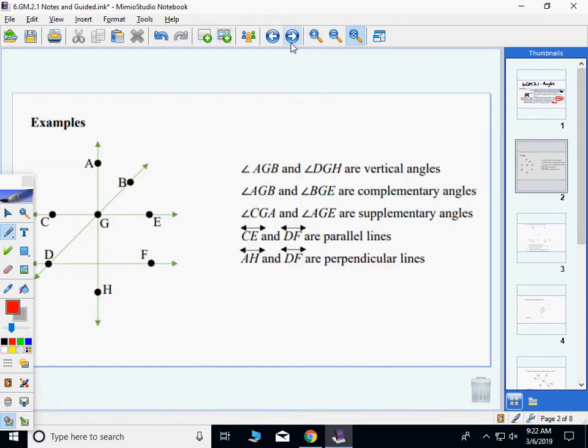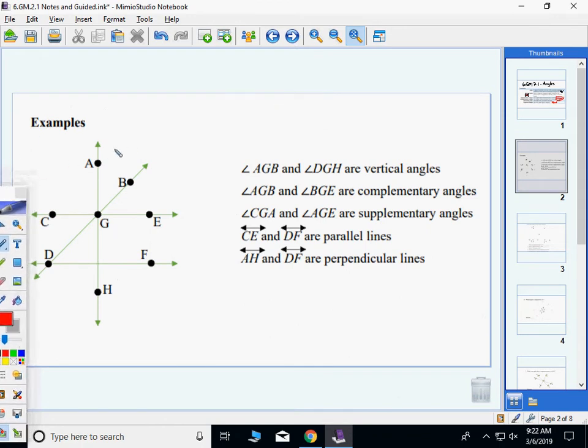Okay, let's look at some examples. So go ahead and draw this figure on your page the best that you can. We have a lot of lines going everywhere, so just try to draw that the best that you can.